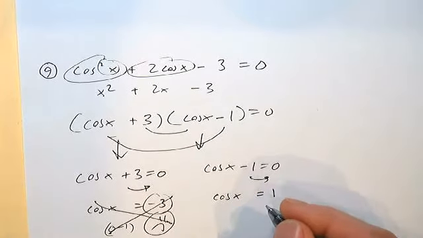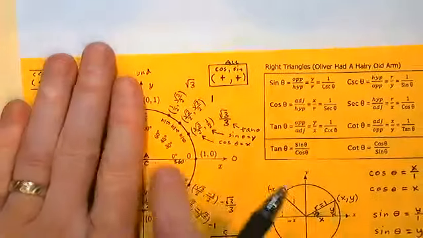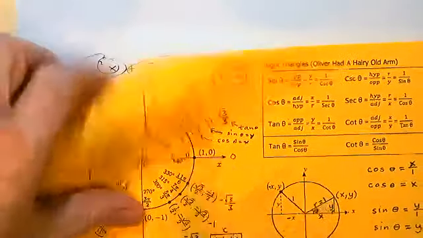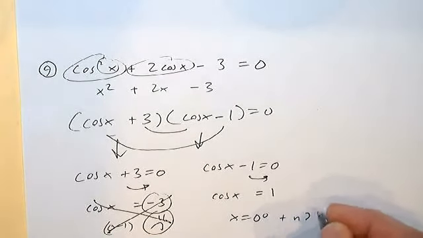Okay, where's the cosine 1? Actually, I know that. It's right there. The cosine is the x. At 1, that's at 0 degrees. So x is 0 degrees plus multiples of 360.